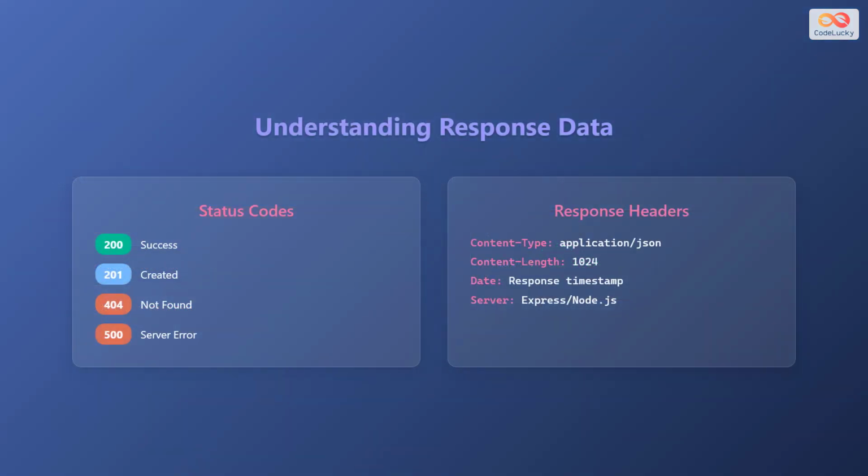Understanding response data is crucial. Status codes indicate the outcome of the request. 200 means success, 201 means created, 404 means not found, and 500 means server error. Response headers provide additional information such as content type, content length, date, and server.